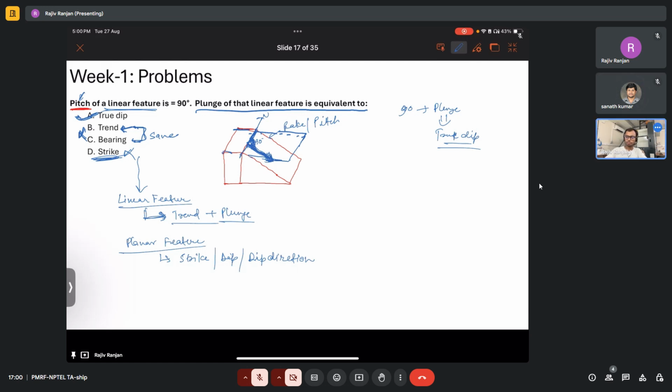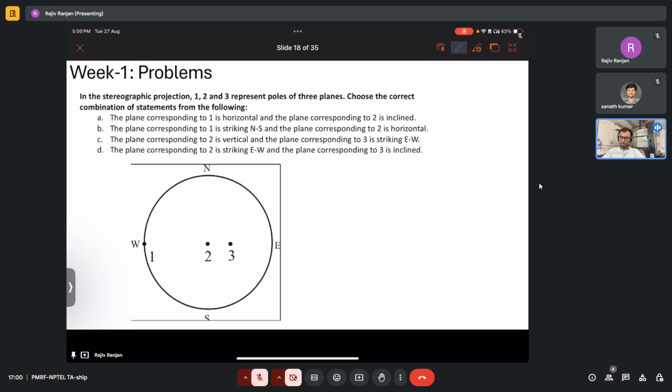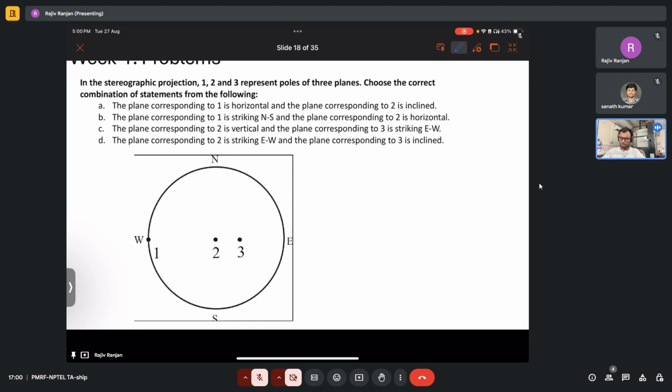Did you understand? Okay. You have any confusion? No. Okay, good. Now try to solve these questions. This will help you to understand the stereographic projections. You have learned the stereographic projection, right? You have some idea, basics? No stereo. Okay. So let me take you through the stereographic projections.